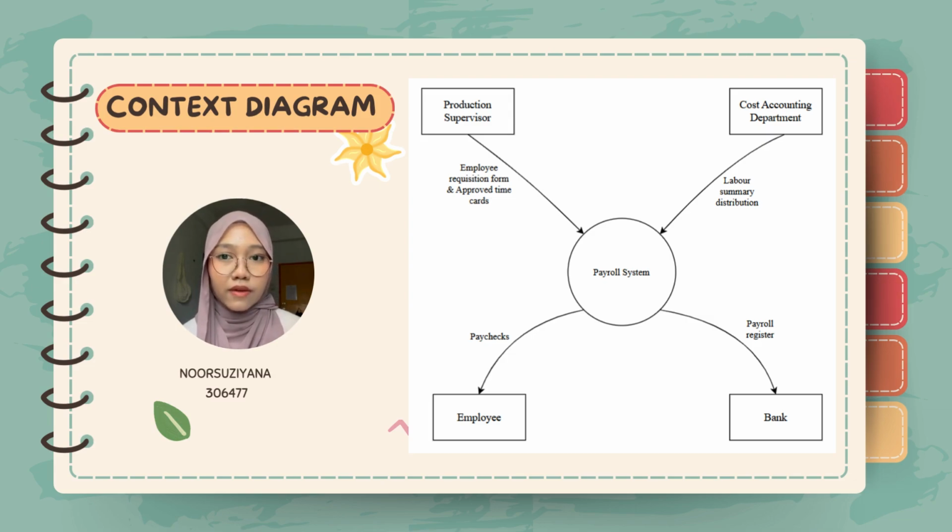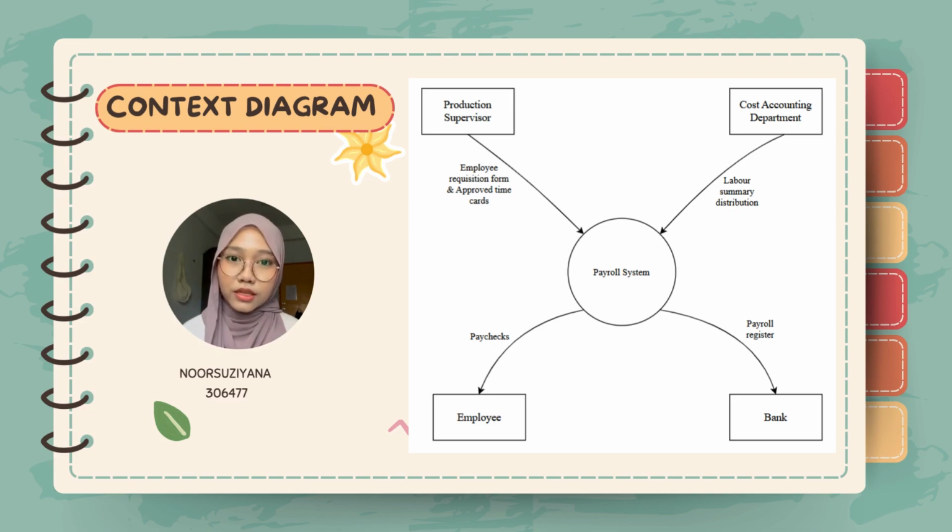At the center, we have the Busana Textiles payroll system itself, represented as a single process that interacts with several key external entities. The production supervisors submit employees' requisition forms and approved time cards into the system.